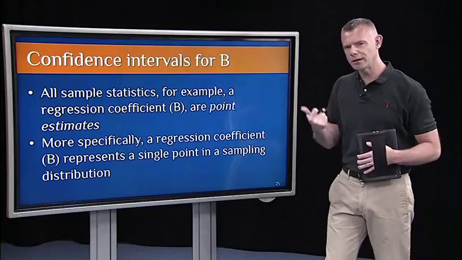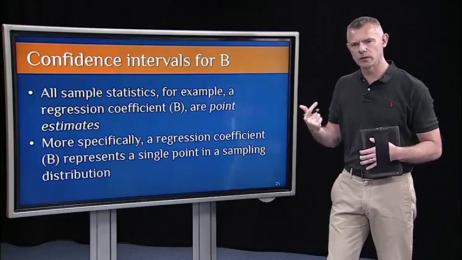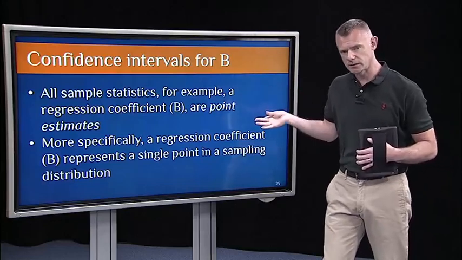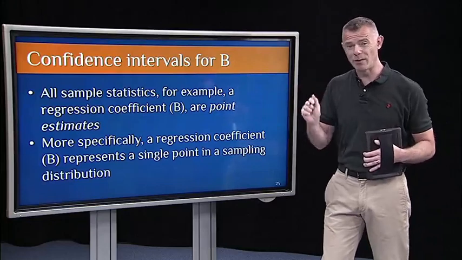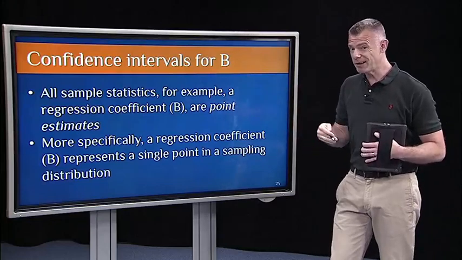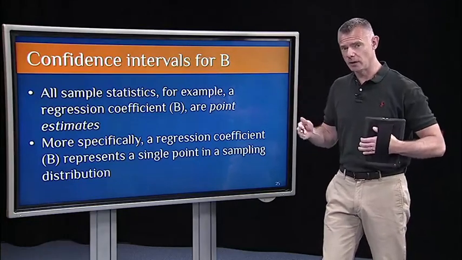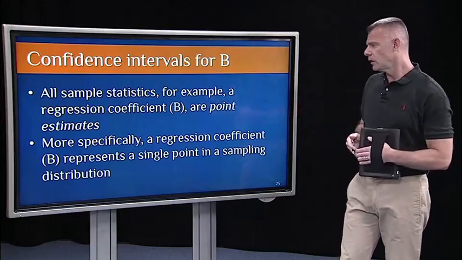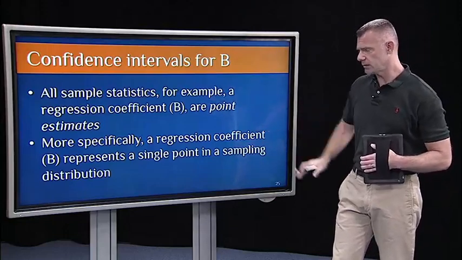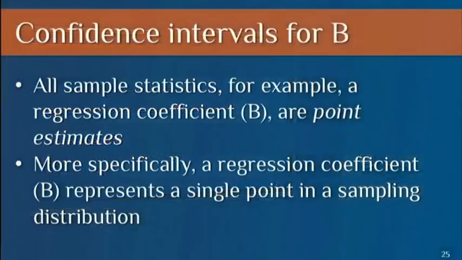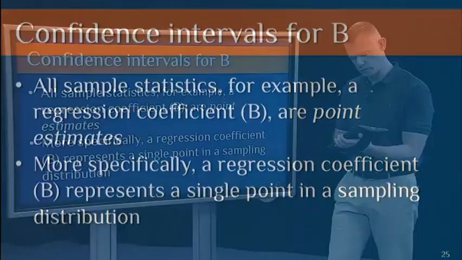But remember, a correlation coefficient or regression coefficient, they too are sample statistics. So they too are just point estimates. And it would be better if we were reporting interval estimates. So again, this all is the same as what I said for a sample mean. We have a regression coefficient. If that's just from one sample, it's a point estimate. What that means is it represents just one point in this possible sampling distribution.